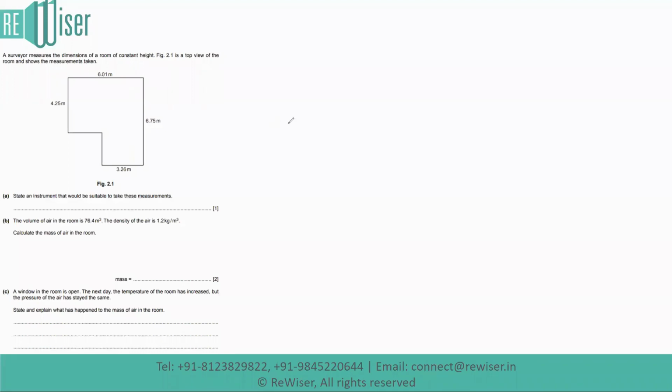Let's have a look at the next question. So here we have a surveyor measure being given for the top view of a room. Now, the first question asks us, state an instrument that would be suitable to take the measurements. The measurements, as we notice, are measured in meters. So it would not be suitable to use finer or more precise instruments, such as a vernier calipers or a screw gauge. So here we can go ahead and use a simple measuring tape.